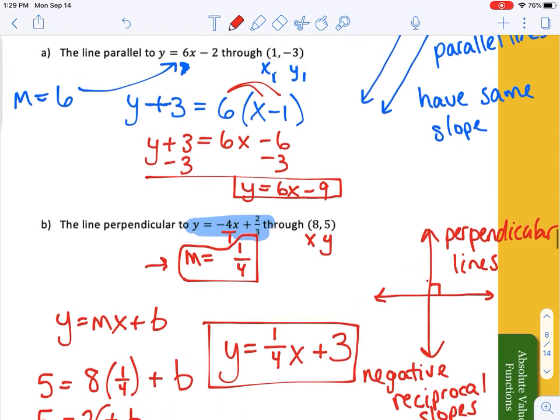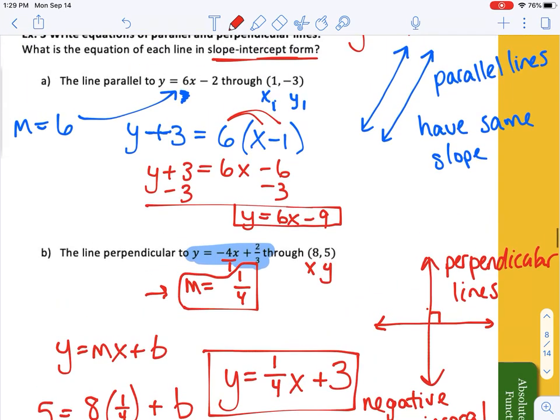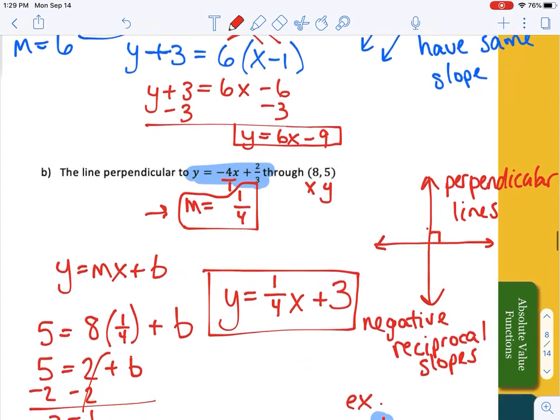So you can choose if you'd like to do what we did for part A, or if you'd like to do what you did for part B to solve for slope-intercept form.